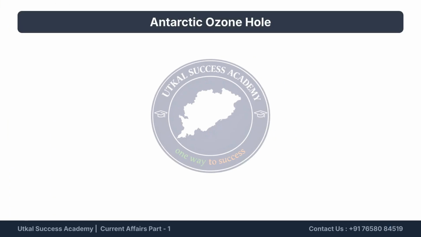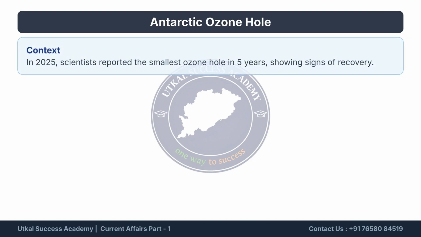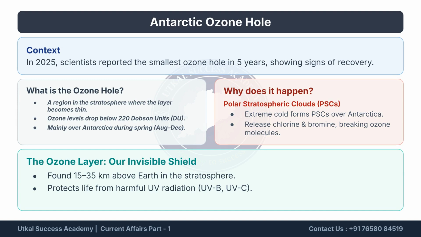In 2025, scientists observed the Antarctic ozone hole at its smallest size in 5 years, signaling recovery. The ozone hole, a thinning in the stratosphere, occurs mainly during spring due to extreme cold-forming polar stratospheric clouds, which release ozone-breaking chlorine and bromine.